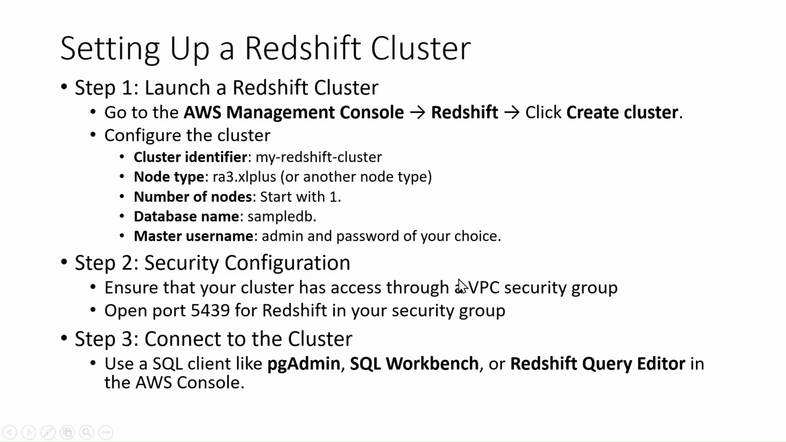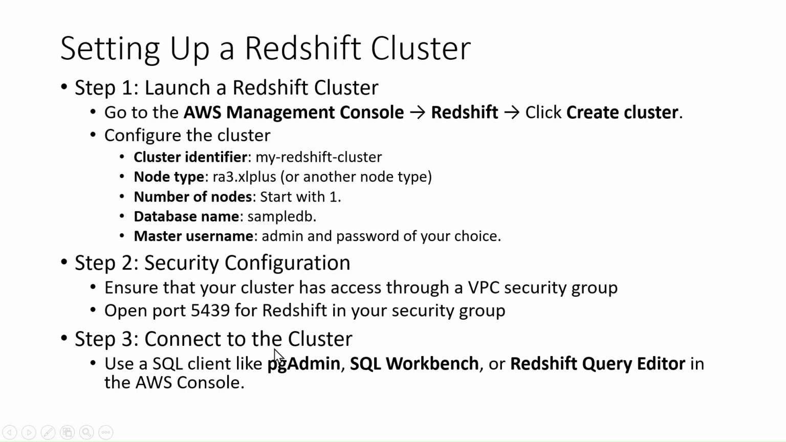The VPC which is created and the security group should have the permissions, and the ingress port should be open to 5439 for Redshift in your security group. Or else, if this port is not mentioned in your ingress rules, you won't be able to access the Redshift cluster, as it will block the traffic. Next, connect to the cluster. So this is the basic configuration of your cluster, and this is the security configuration.